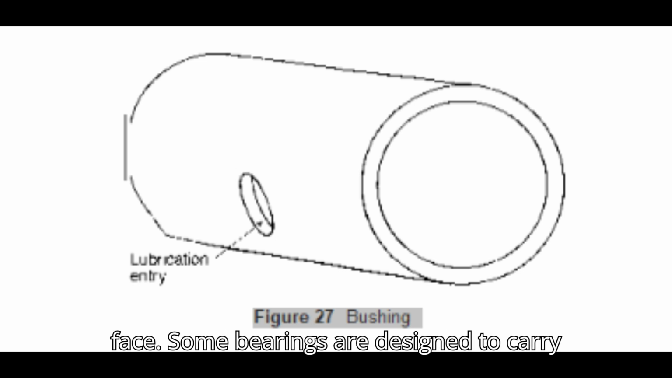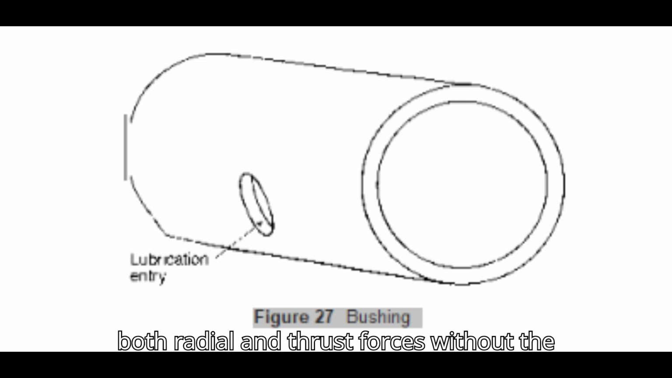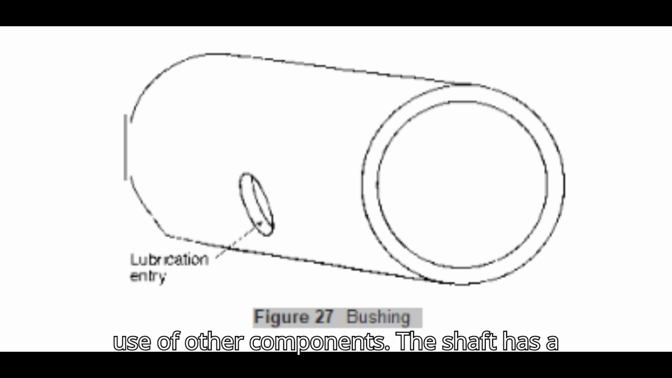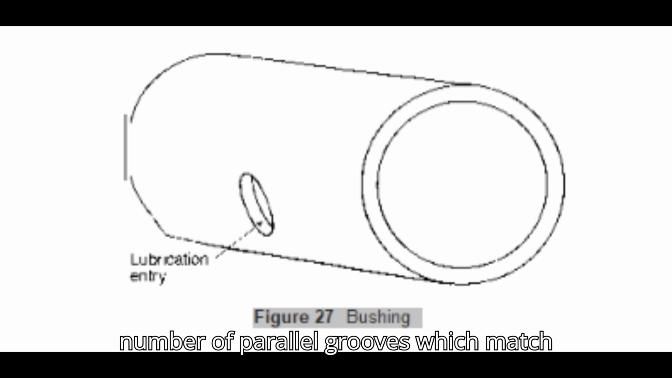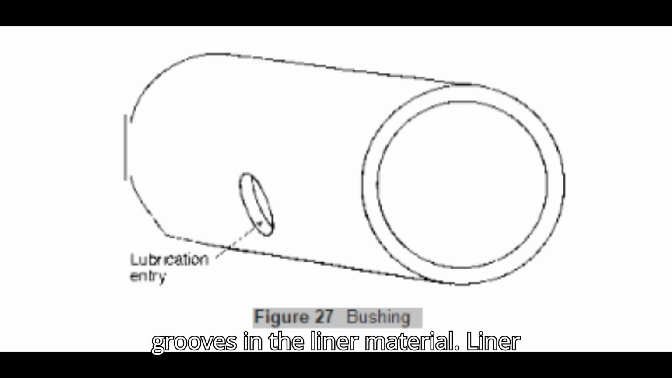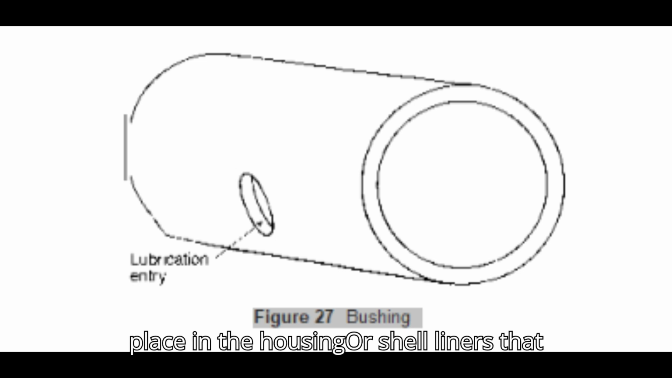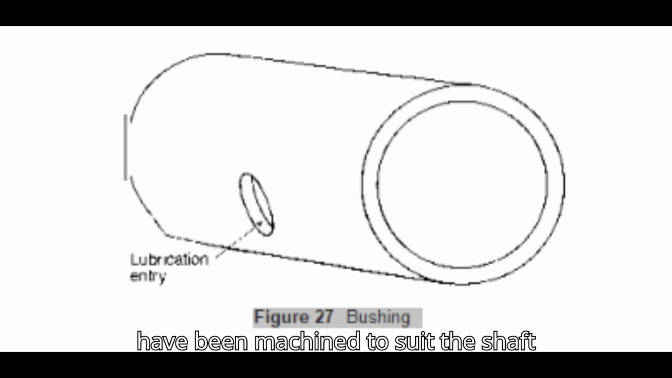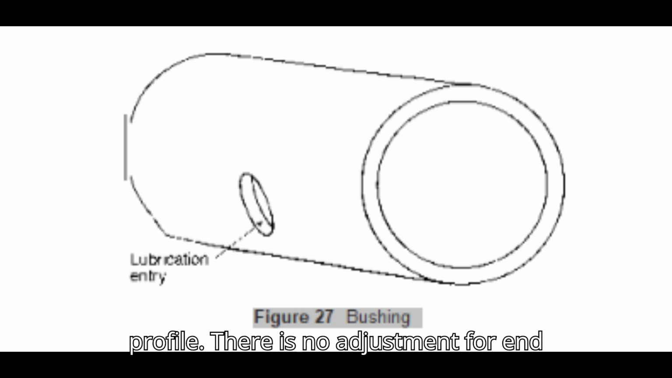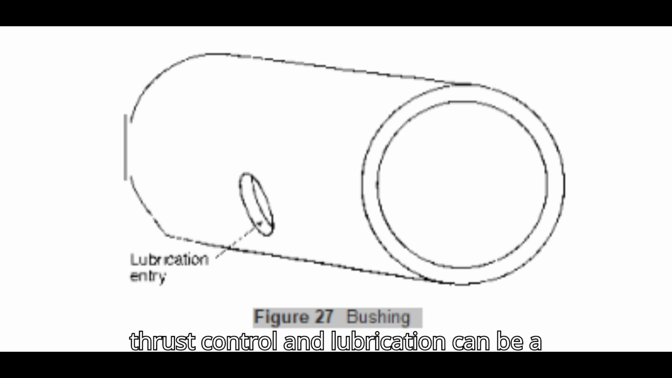Some bearings are designed to carry both radial and thrust forces without the use of other components. The shaft has a number of parallel grooves which match grooves in the liner material. Liner material can either be babbitt cast in place in the housing or shell liners that have been machined to suit the shaft profile. There is no adjustment for end thrust control, and lubrication can be a problem.